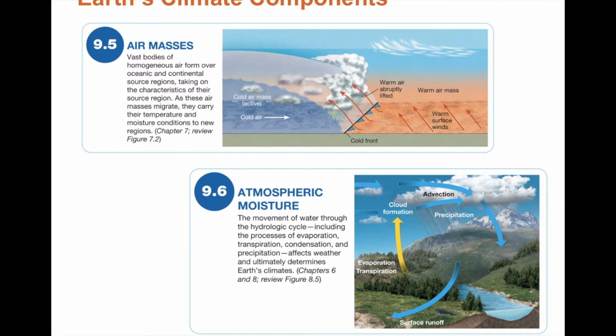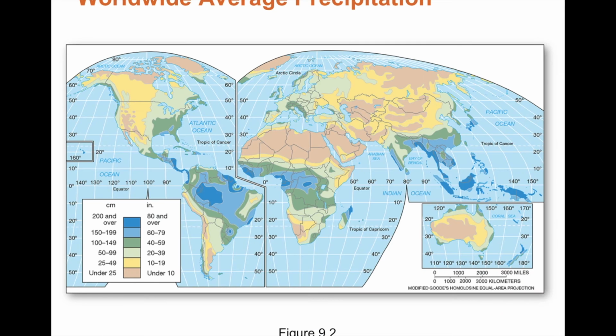Moving air masses, the vast bodies of homogeneous air from over oceanic and continental source regions, take on the characteristics of their source region, and as they migrate, they carry their temperature and moisture conditions with them. Another component is atmospheric moisture, the movement of water through the hydrological cycle. All of these combine to produce worldwide average precipitation. The precipitation around the world varies greatly depending on what part of the world you are in.